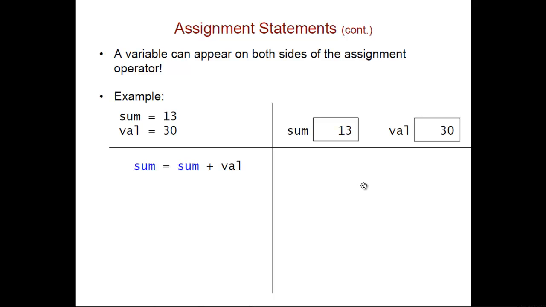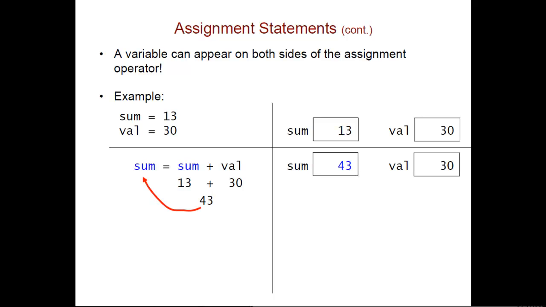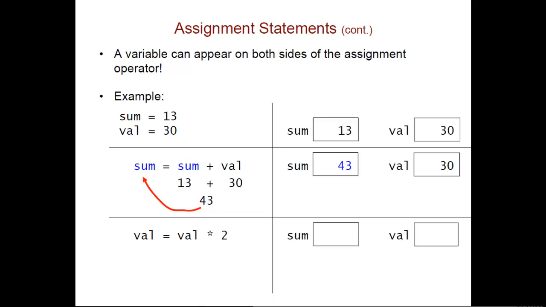Well, it means, like any other assignment statement, that we're going to start by evaluating the right-hand side. So we're going to take the current value of sum, add it to the current value of val. That gives us 43. And then that result is going to get stored back into sum. So we've based the new value of sum on the old value of sum. Here's another example. We take the current value of val, multiply it by 2, and then that result is stored back into val. So val is now 60. And here again, changing val does not change sum.